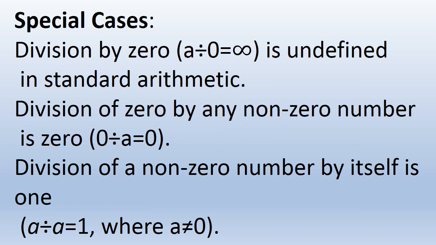Special cases: any number divided by 0 is undefined in standard arithmetic. Division of 0 by any non-zero number is 0. Division of a non-zero number by itself is 1.